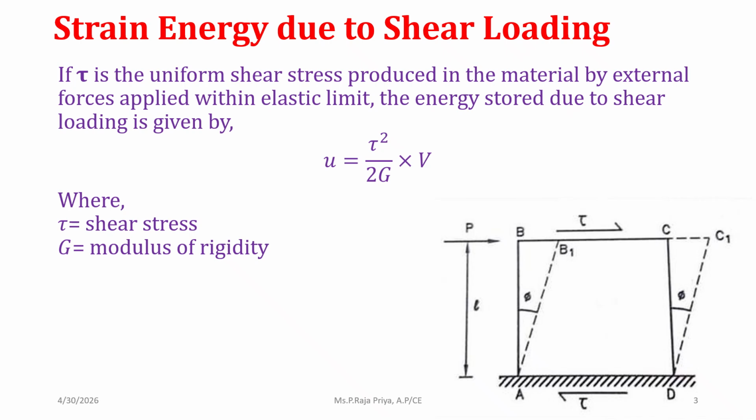Let us look into this diagram. Let us consider a square block ABCD of length L. The faces AD and BC are subjected to shear stress, and the face AD is fixed, and phi is the shear strain which these faces have undergone. The deformed position of this block is A, B1, C1 and D. So this is the deformed position after applying the shear loading.